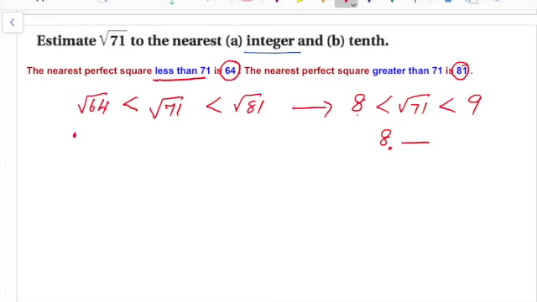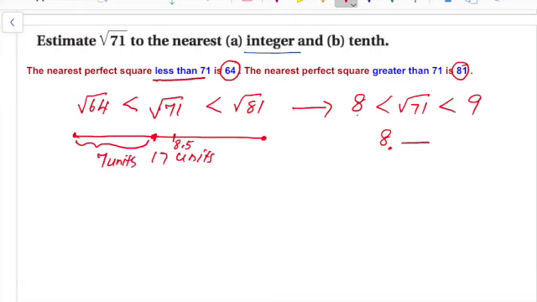So I'm going to imagine this as a segment. From 64 to 81, there are 17 units. So the middle is about 8.5. Where is the 71? From 64 to 71, we have 7 units. So the square root of 71 is going to be somewhere here. That is 7 units from the square root of 64 and 10 units from the square root of 81.